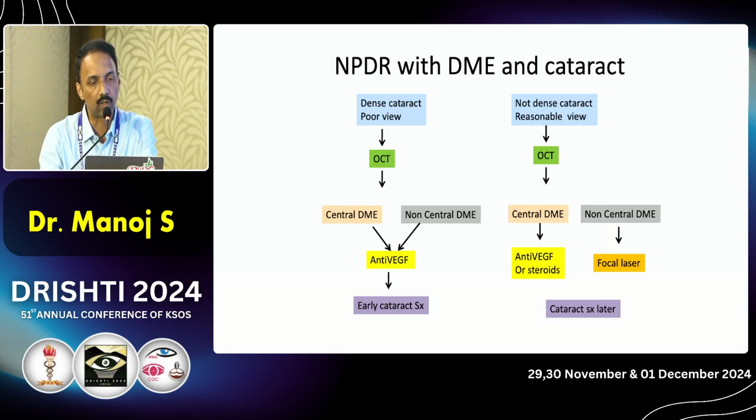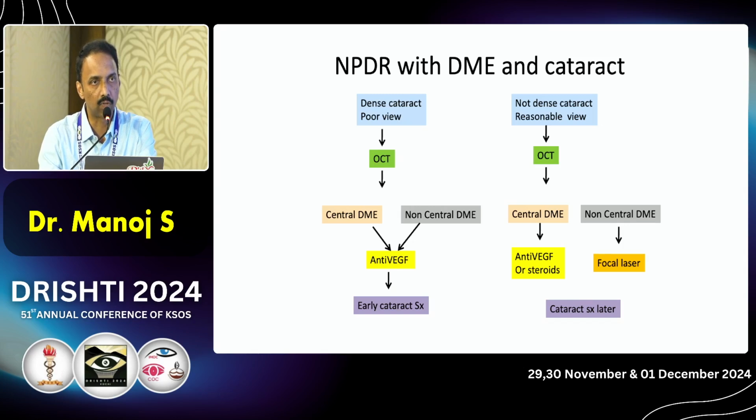So coming to the next situation, when you have NPDR with DME and cataract, this is how I would look at it. You look at the density of the cataract. If the view is poor, you could still do an OCT, as even Dr. Harshali showed. Even with the cataract, sometimes you get fairly reasonable OCT images. And if you find diabetic macular edema, because you cannot do a laser photocoagulation, it's better to give an anti-VEGF and then plan an early cataract surgery in these patients.